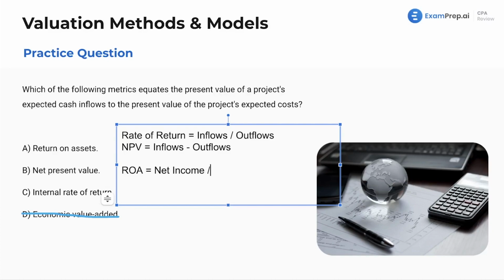In this case, it's net income divided by assets. And that doesn't really have anything to do with the inflows and outflows. So sorry, return on assets, we're going to cross you off and ignore you. But it was good practice, good to recollect there. Again, return on means net income is going to be in the numerator. That leaves net present value and internal rate of return.